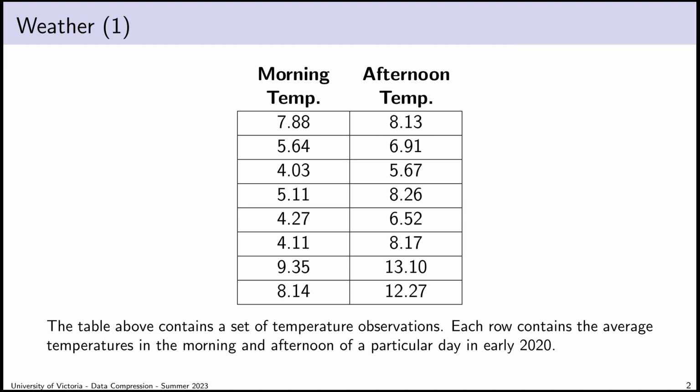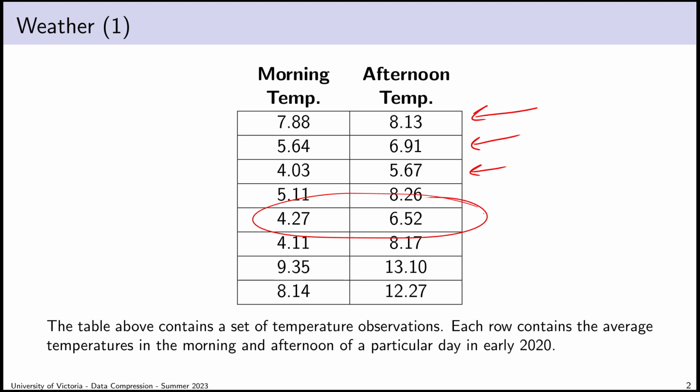Each row of this table is the pair of morning and afternoon observations for one day of the year. It doesn't make much of a difference which day it was. You can see I'm not actually showing the day. All of these are from early in 2020. And it's nice in July to look at these because over the last few days, it has been really muggy and unpleasant. And it's nice to think back to times when days had a morning average temperature of like 5 degrees Celsius or afternoon temperature of 6.5 degrees Celsius. That is sort of nice.